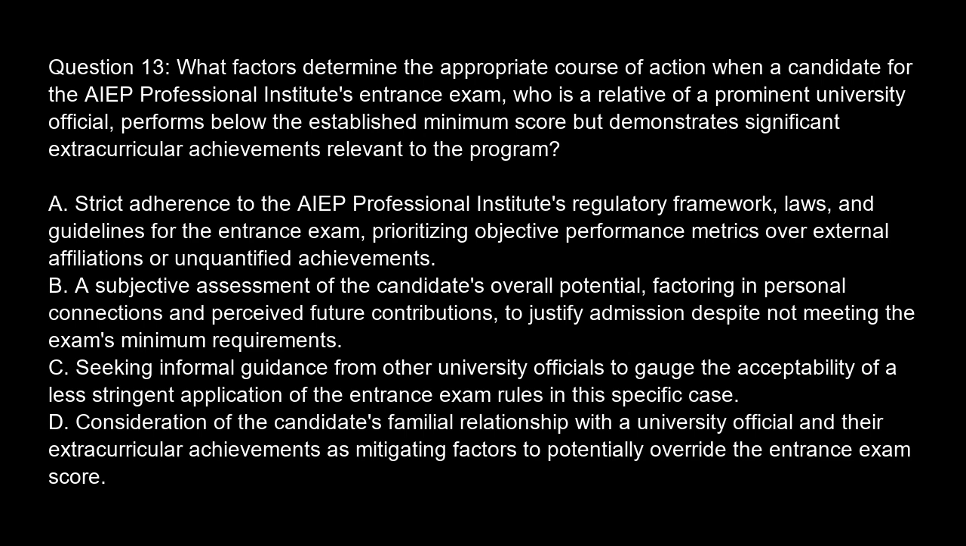Option D. Consideration of the candidate's familial relationship with a university official and their extracurricular achievements as mitigating factors to potentially override the entrance exam score.